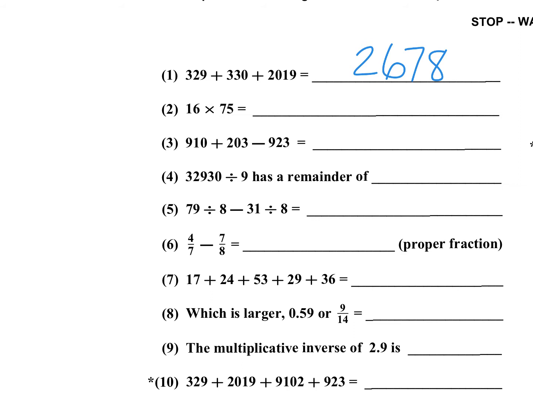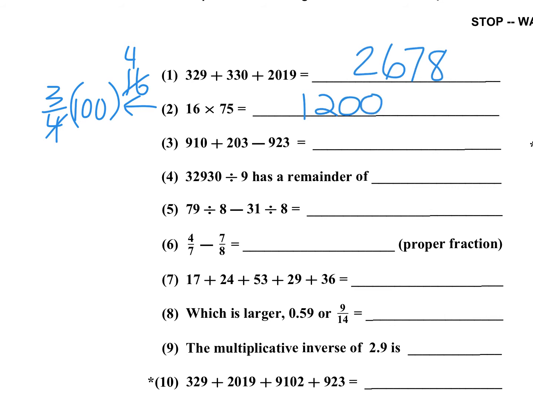Number 2, 16 times 75. Think of 75 as 3/4 of 100. Now this is mental math, so what I'm doing is writing on the margins. You're not allowed to write on the margins. I'm doing this to show you how this works. So I'm going to take 3/4 of 16. 4 goes into 16 4 times. 3 times 4 is 12 times 100. So your answer here would be 1200.